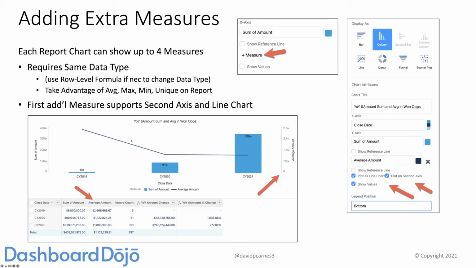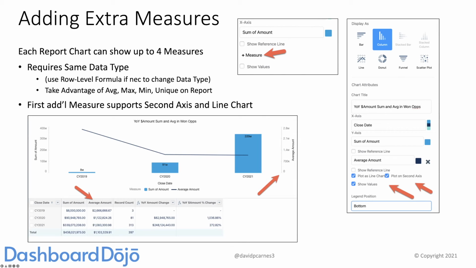So that's what I've done here. When I added a chart, I scrolled down and clicked plus measure. It has to be the same data type. So if the sum of the amount is a currency, then the thing that I add as an additional measure, in this case average amount, also has to be a currency.